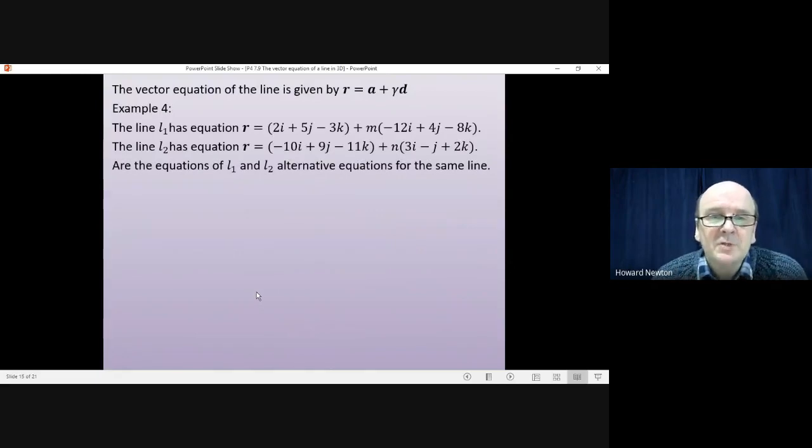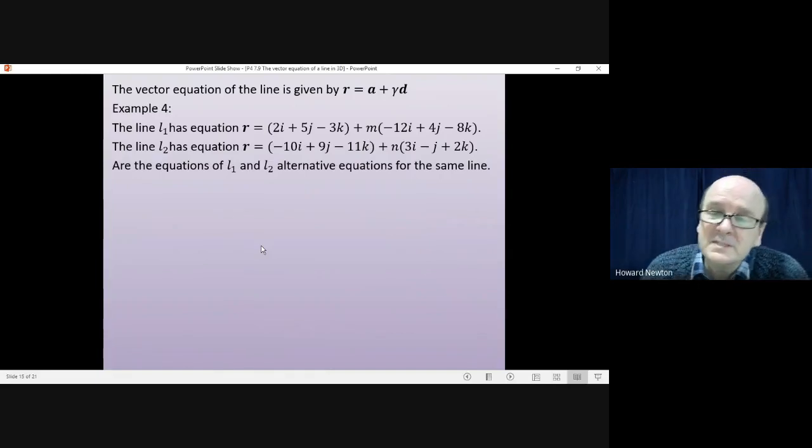Example 4. We're told that the line L1 has got that for its equation, and then we're told that the line L2 has got this for its equation. And what we're asked is, are the equations of L1 and L2 alternative equations for exactly the same line?